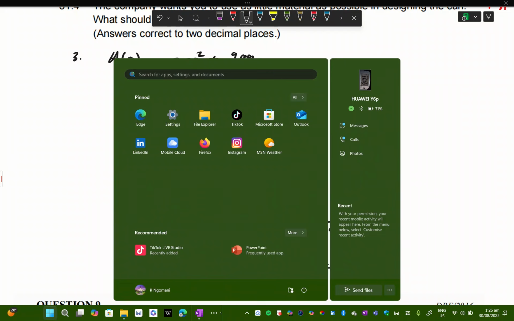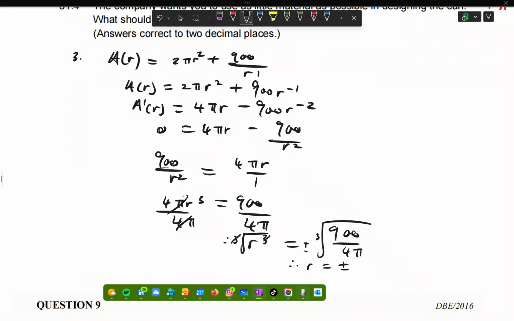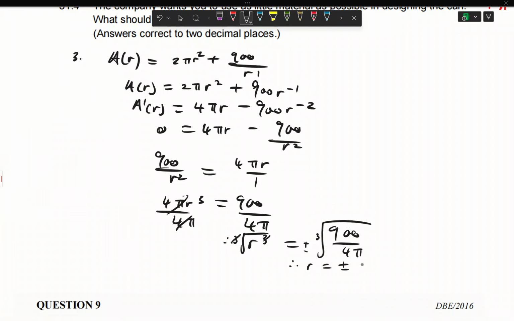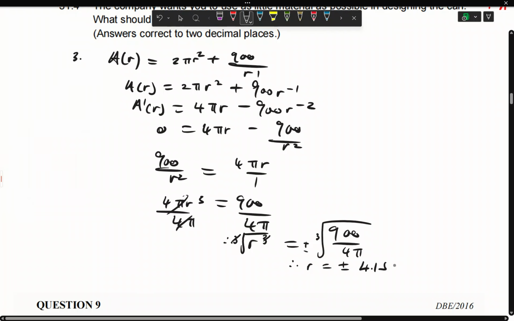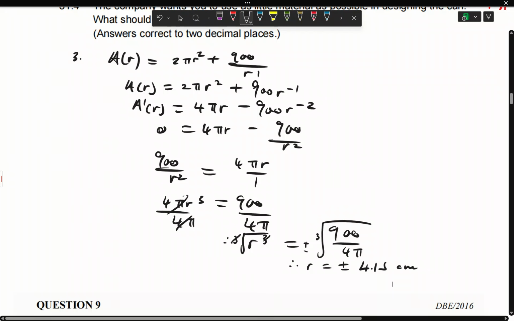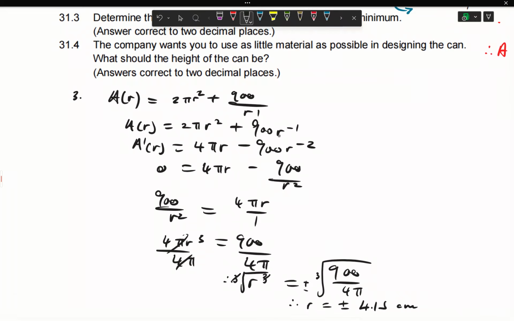Let's see what the answer is then. So the cube root of 900 all over 4 into pi is 4.15, rounded to two decimal places. So now we have to verify, guys. You have to verify which one is the answer. Remember, you have two possibilities there. So now let's verify.